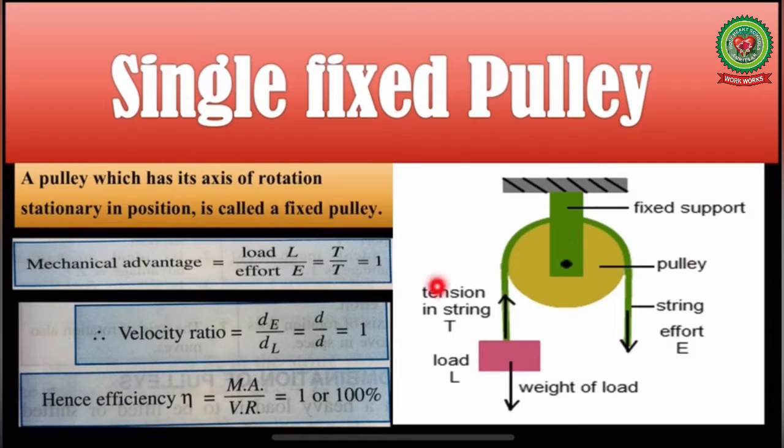Now, what is velocity ratio of a single fixed pulley? Velocity ratio is equal to distance travelled by effort to distance travelled by load. In case of a single fixed pulley, the distance travelled by effort is always equal to the distance travelled by load. So, velocity ratio is equal to D upon D is equal to 1. And efficiency eta is equal to mechanical advantage over velocity ratio is equal to 1 or 100%. But in practice, efficiency is always a little less than 100% due to loss of energy due to friction between this string and the grooved rim.